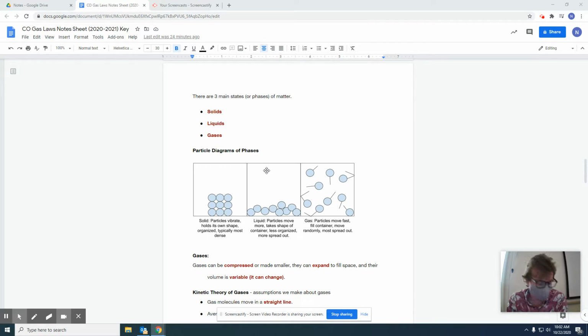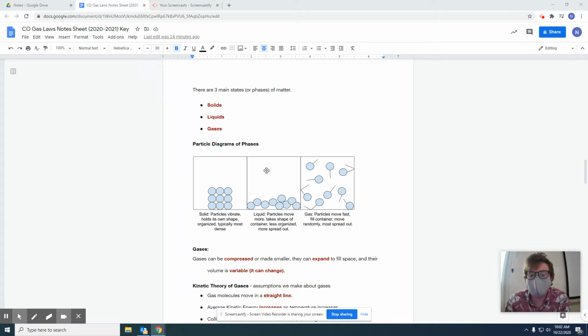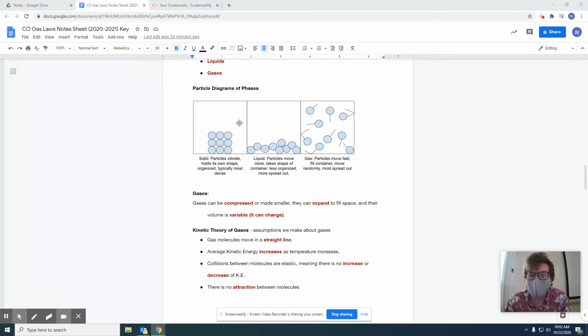So we're going to start off by talking about the three main states or phases of matter. So we have solids, liquids, and gases. We've started talking about all three of these, but in this unit, we've mainly been focused on gases. One of the first things we did in this unit, we drew particle diagrams of solids, liquids, and gases.